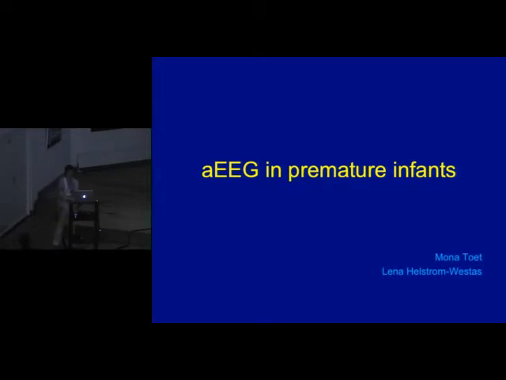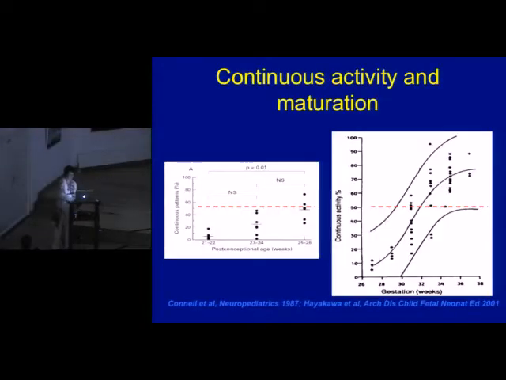So what about EEG in premature infants? Part of these slides I got from Lena Hellstrom-Vestas, who did a lot of research on the premature EEG in her group in Lund at the time. And you have to realize that EEG evolves with maturation of the brain. And you see that here you have the continuous activity that evolves with maturation, and that was already addressed in the late 80s.